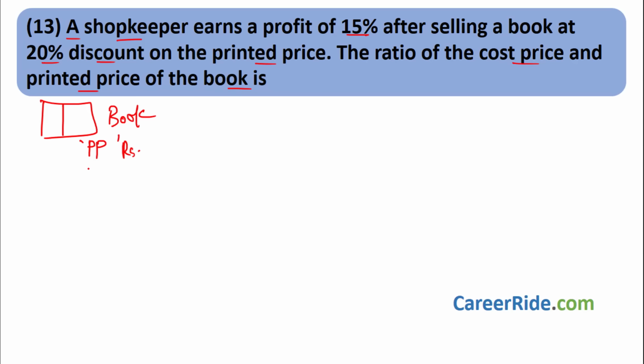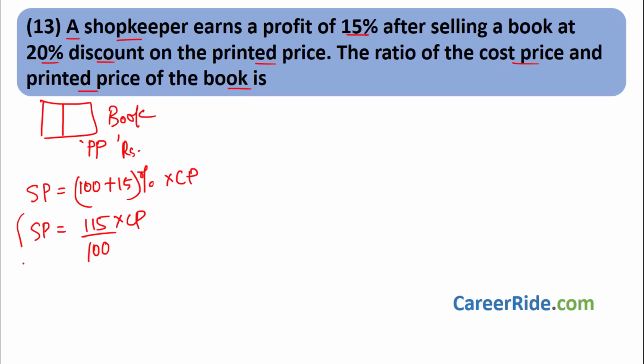Now the shopkeeper earns a profit of 15%. What all formulas have we seen? What is the selling price if the person is earning a profit of 15%? 100 plus profit percent, 15, into cost price. Selling price is 115 upon 100 times the cost price, right? Now what have they given? They have also given that the shopkeeper sells the book by giving 20% discount on the printed price. So selling price is also given by the 20% discount.